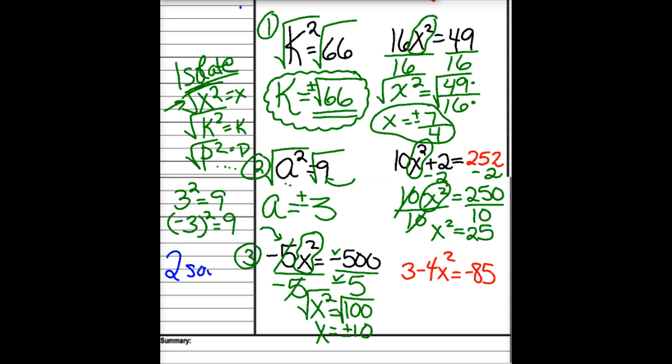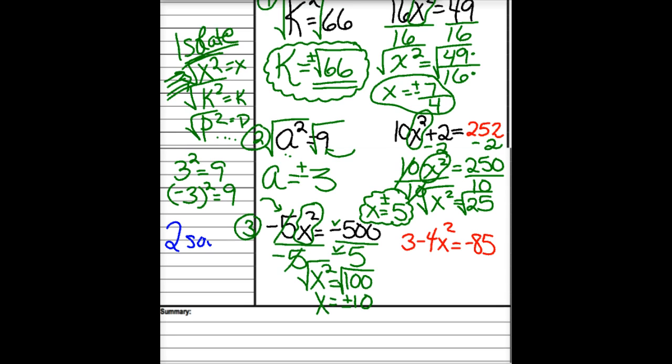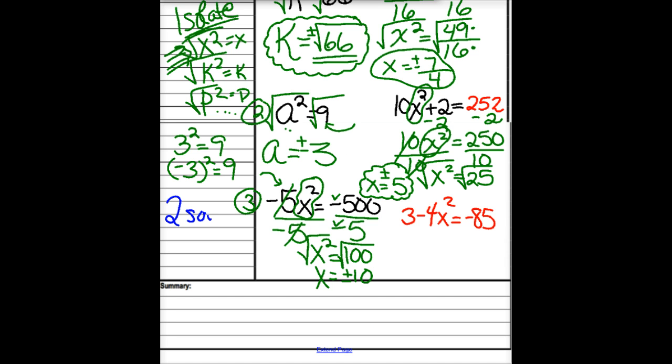Now that I've isolated x squared, I take the root. And I get x is equal to 5. And I can't forget that plus or minus on there because both of these, when I square them, give me a 25.